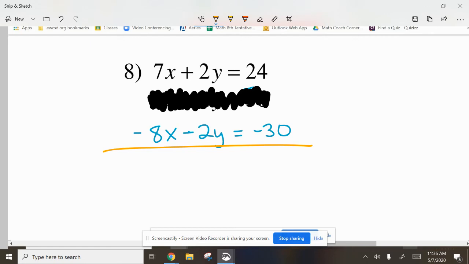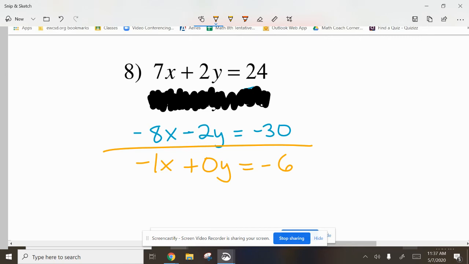Okay, so now we add down +7 and -8. Gives me a -1x. Could I just write -x? For sure. But I want you guys sometimes to realize that is a -1. Don't forget that. Is this going to be 0y? And is that what we're looking for? Yeah. And now I have -30 and +24. That's going to be -6.